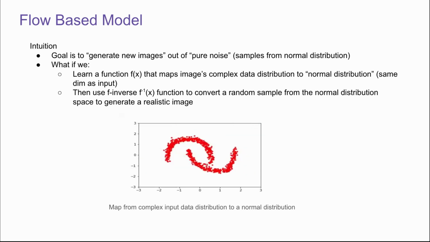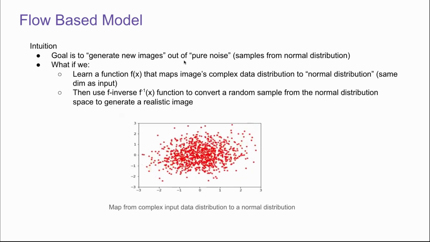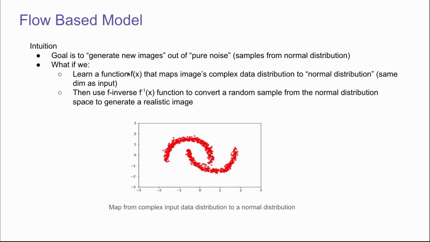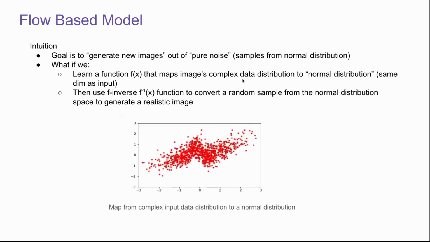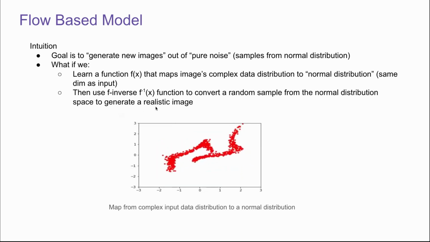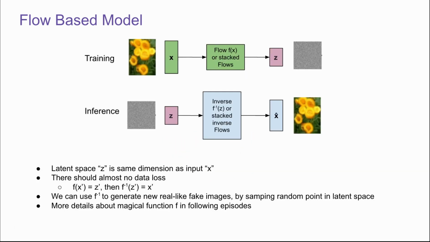The next one I want to briefly cover is flow-based model. So the intuition is our goal is to generate new images out of pure noise. So what if we learn a function f(x) that maps images, a complex data distribution, to a normal distribution, and then we use an f inverse function to convert a random sample from the normal distribution space to generate a realistic image. So if we have this magical function f, then generating a new image should be very simple, right? So this is an example of mapping the complex input data distribution to a normal distribution. So this is an example of the magical function f(x). And this is the training process and inference process of the flow-based model.